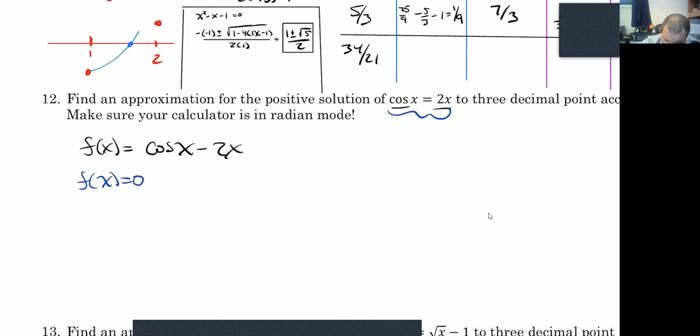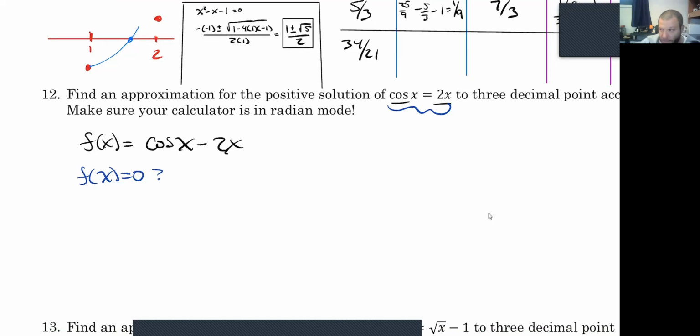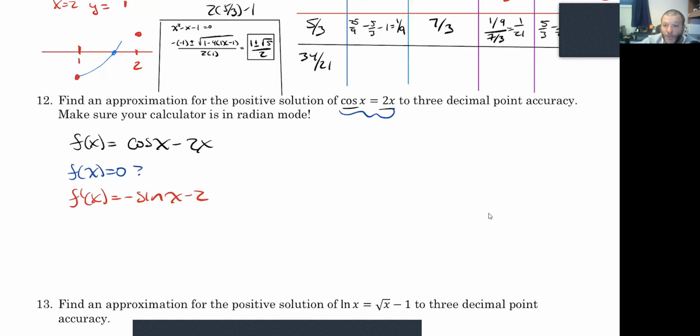To use Newton's method, we would have to take a derivative. The derivative of cosine is negative sine of x minus 2. Then we want to find some solutions for this, to three decimal point accuracy. In this case, I would probably use 0 as my initial guess, because I know the cosine of 0 is 1, and 1 minus 2 times 0 is 0. So I get a 1 out of here.